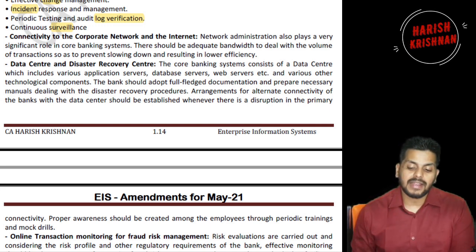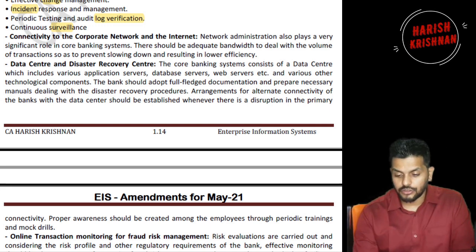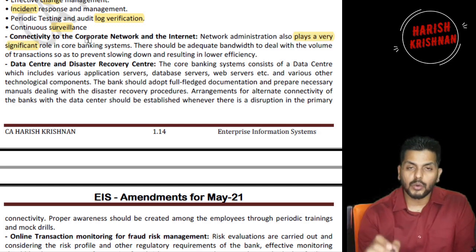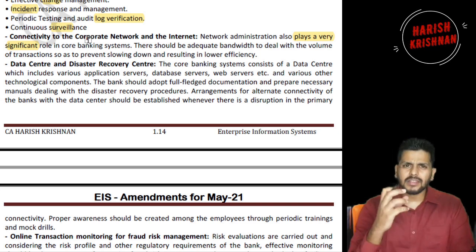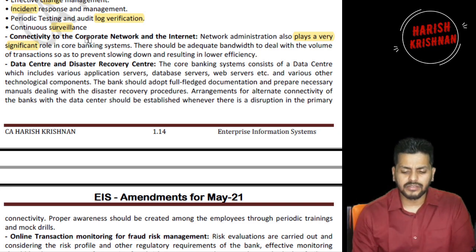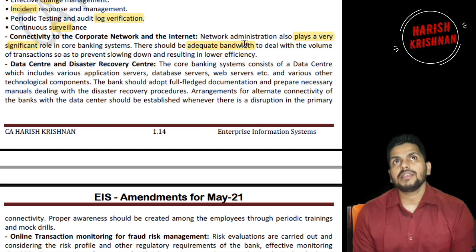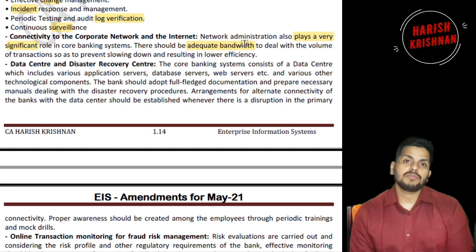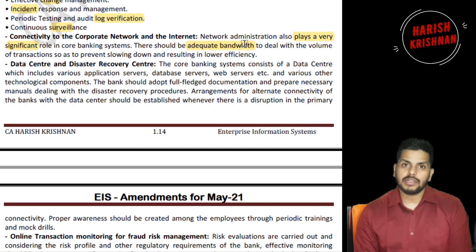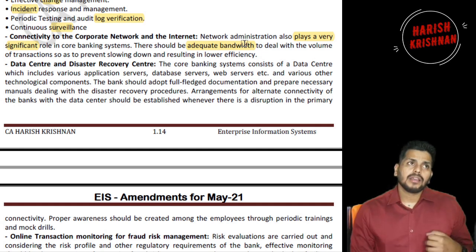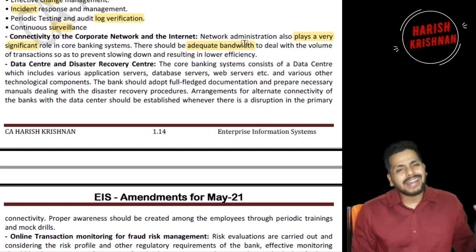So every bank must make sure that there is network administration. Network administration plays a very significant role in core banking systems. The importance of this topic is separately emphasized actually. There should be adequate bandwidth to deal with the volume of transactions. Recently the same thing happened with Axis Bank. It reported a downtime of like 45 minutes. 45 minutes is too huge on a working day. And I think it happens with every bank.